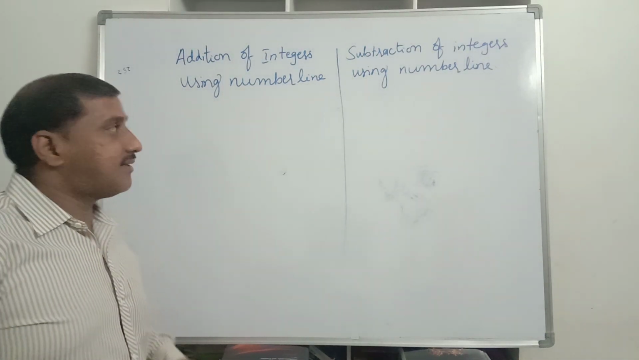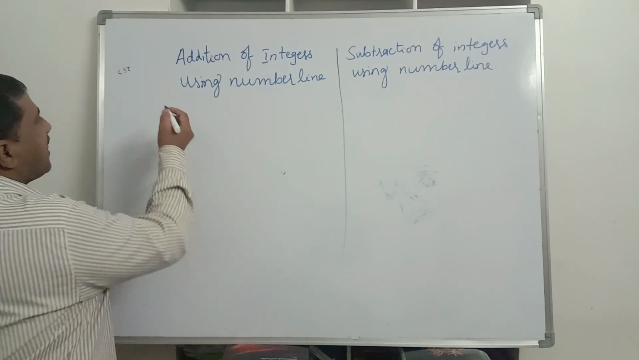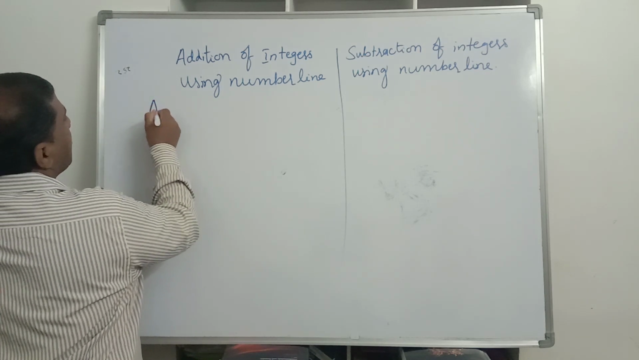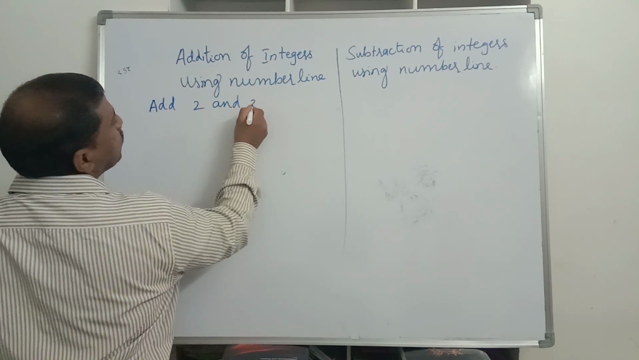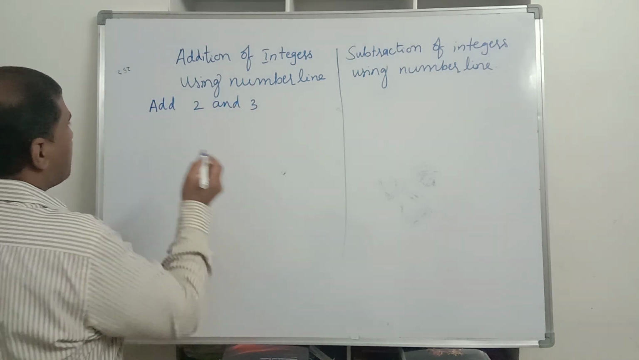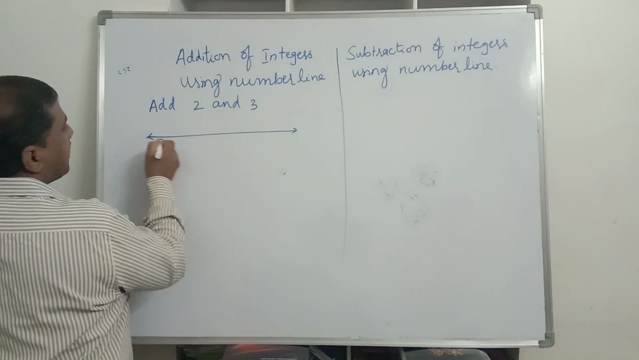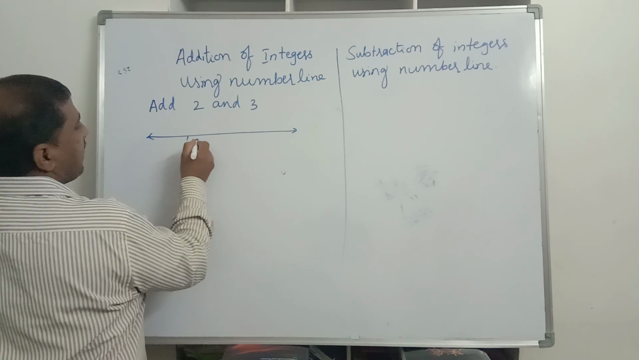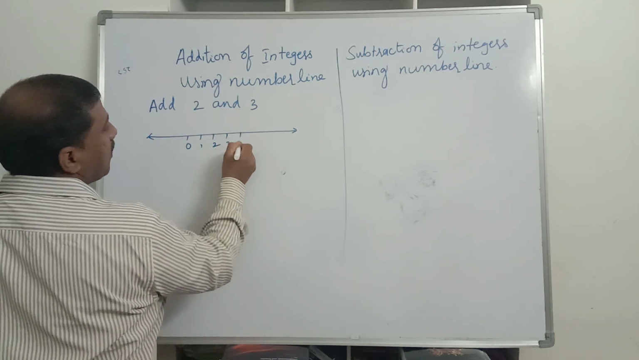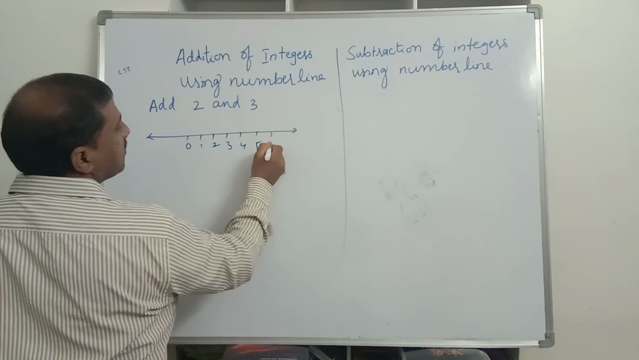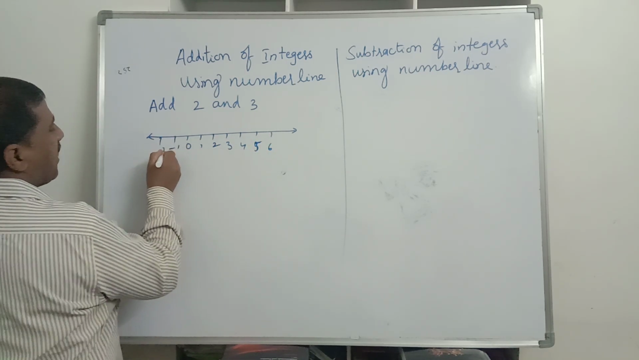Now we will discuss addition of integers using a number line. With an example, add 2 and 3. For that, we will draw a number line and represent the integers on it: 0, 1, 2, 3, 4, 5, 6 like this, and the left-hand side will represent minus 1, minus 2.